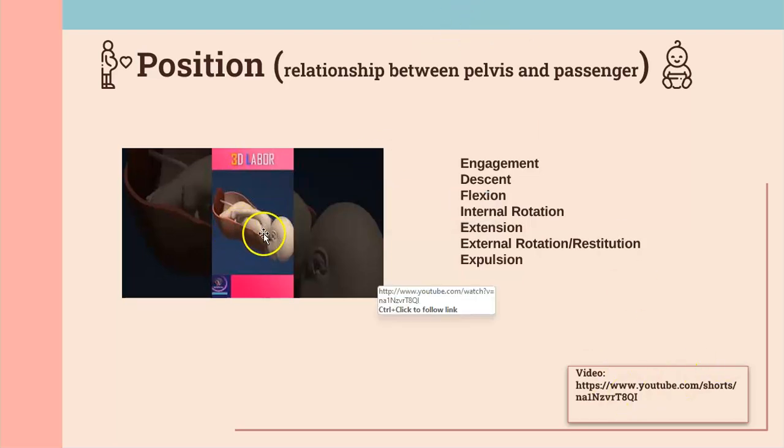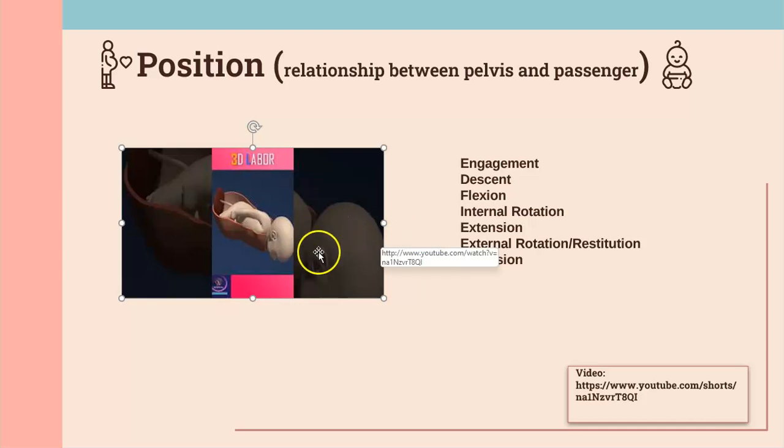This is a very short video that you can watch, and you don't need to memorize these steps of birth. This is basically what happens, but we'll talk about it in class, what engagement means. Engagement basically means the presenting part of the baby hits the ischial spine, so they're like a landmark of the maternal pelvis. Descent is that fetus coming down.